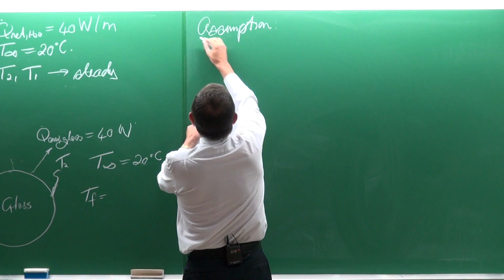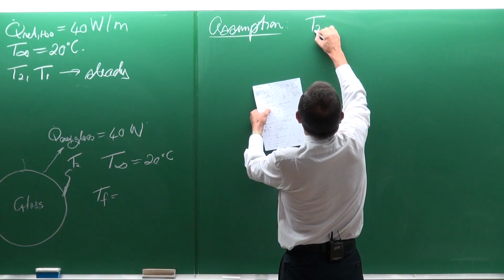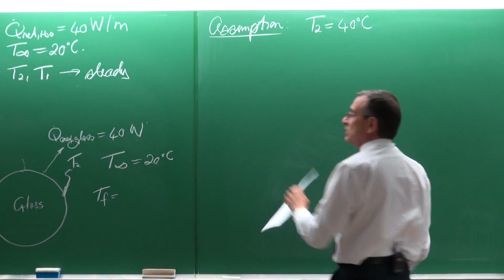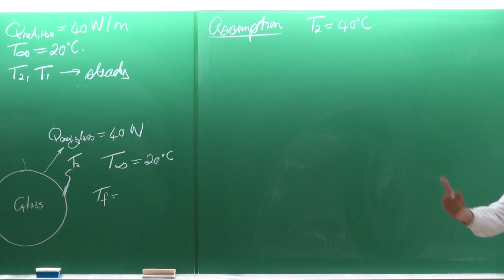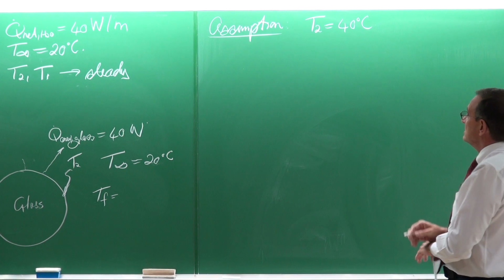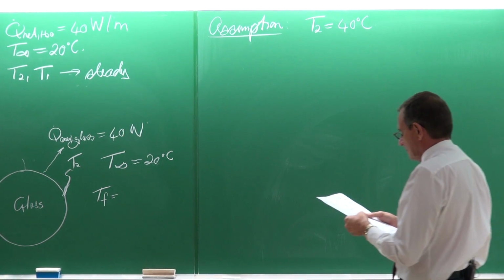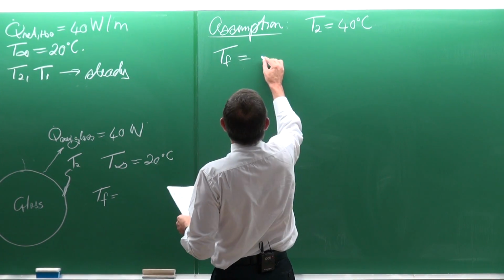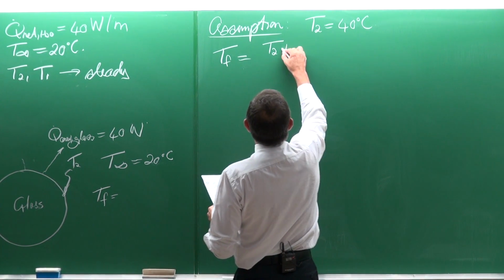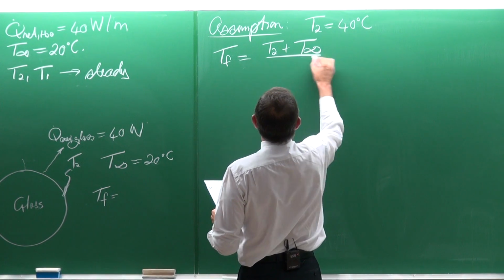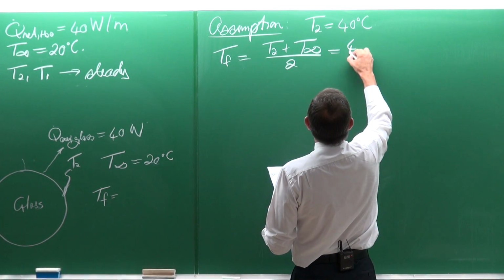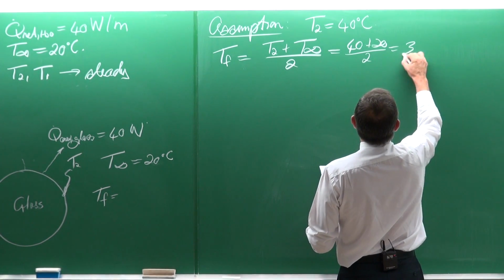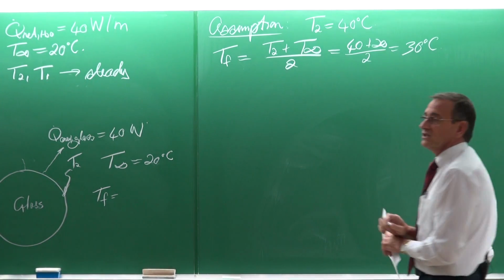So let's start by making an assumption. And the assumption that I'm going to make is to say, well, let me select that the glass temperature is 40 degrees Celsius on the outside. Glass temperature, 40 degrees Celsius. If that is the case, then the film temperature must be equal to T2 plus T environment divided by 2. It's 40 plus 20, 60 divided by 2, that is a temperature at 30 degrees Celsius.